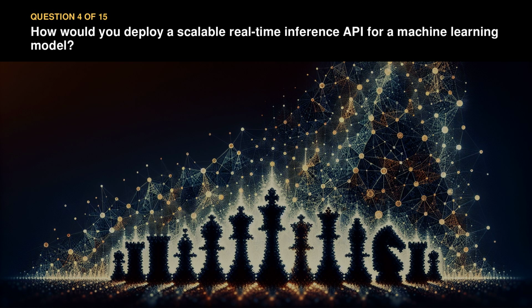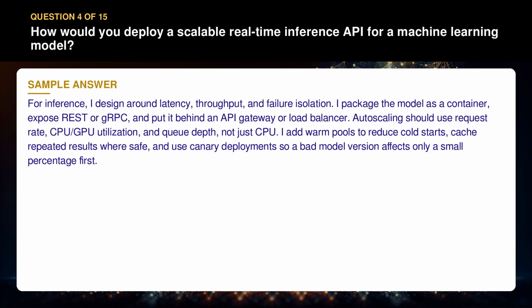Question 4. How would you deploy a scalable, real-time inference API for a machine learning model? For inference, I design around latency, throughput, and failure isolation. I package the model as a container, expose REST or gRPC, and put it behind an API gateway or load balancer. Auto-scaling should use request rate, CPU-GPU utilization, and queue depth, not just CPU. I add warm pools to reduce cold starts, cache repeated results where safe, and use canary deployments so a bad model version affects only a small percentage first.